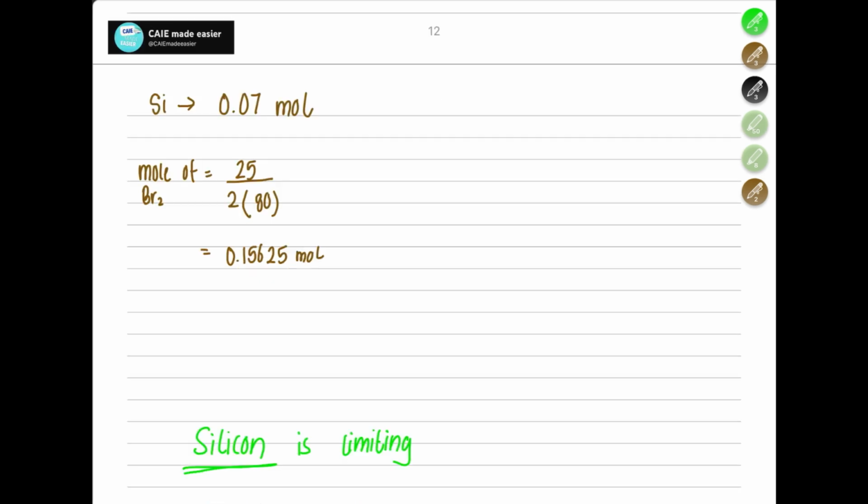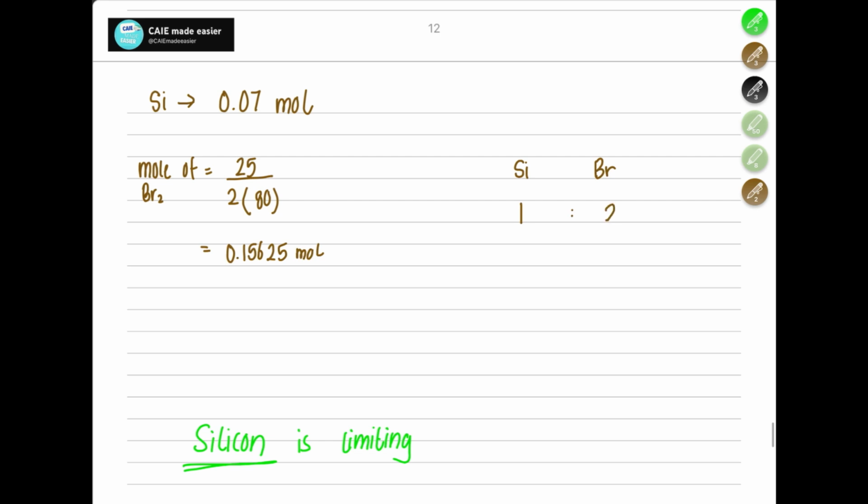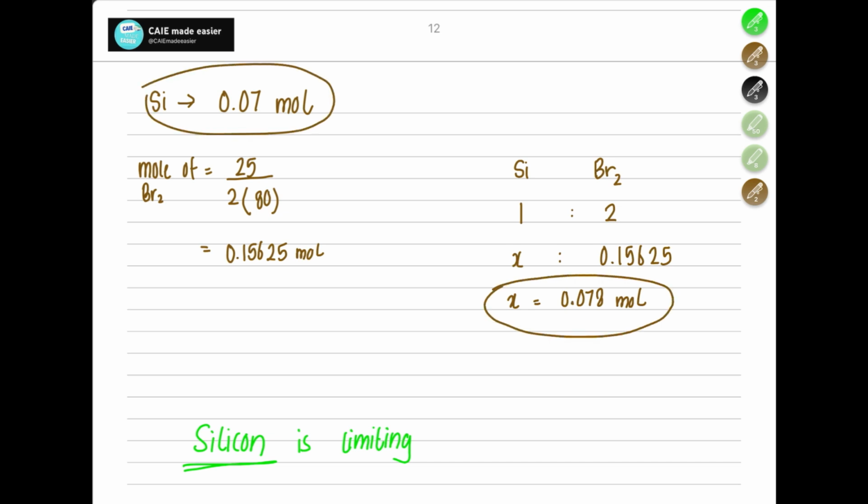Now let's say if this many moles reacted, how much silicon would we need? What is the ratio between silicon and bromine? It is 1 to 2. 1 silicon mole reacts with 2 bromine. So for 0.15625 moles of bromine, what are the moles of silicon that reacted? It is going to be 0.078 moles. So now you can see that silicon was the limiting reagent because 0.07 is less than 0.078 moles. When all of the bromine, all this 0.156 mole, reacted, we needed more silicon. So silicon is the limiting reagent.